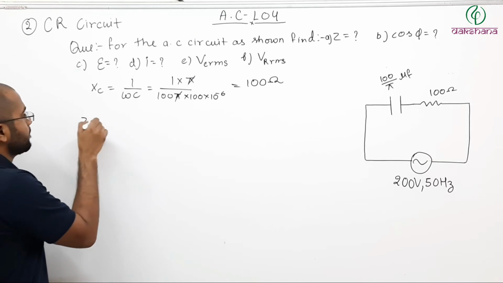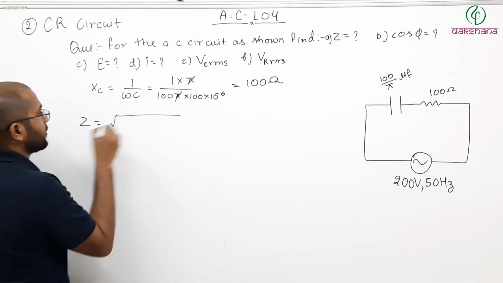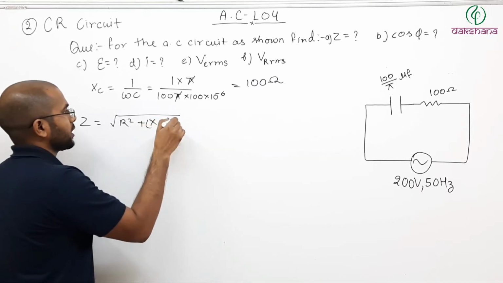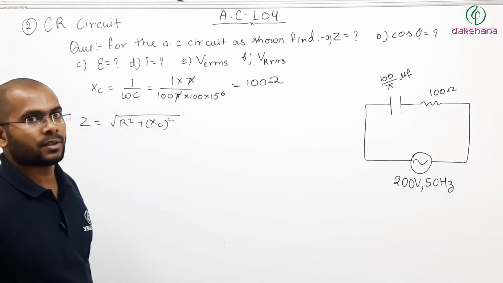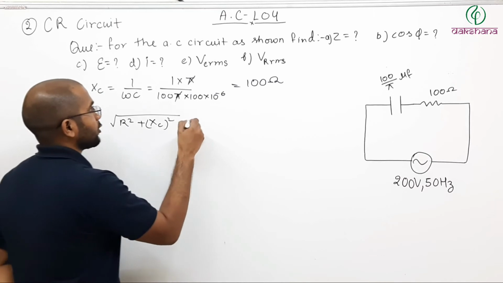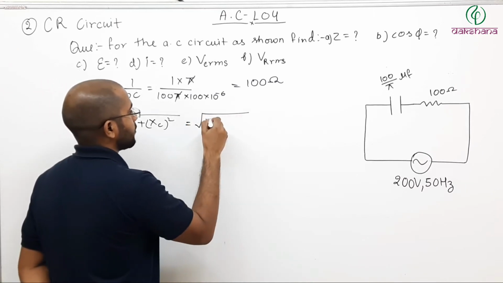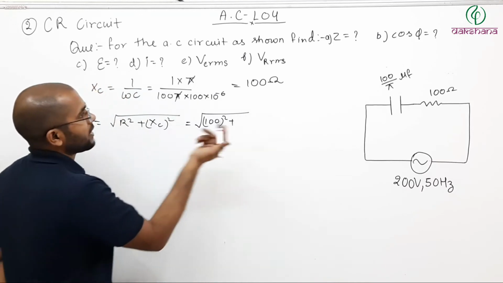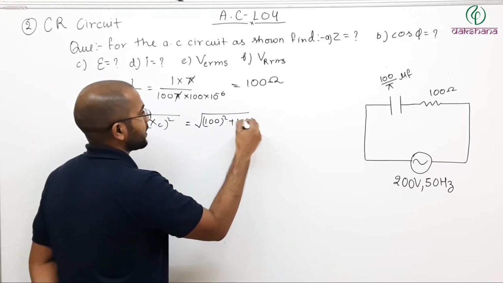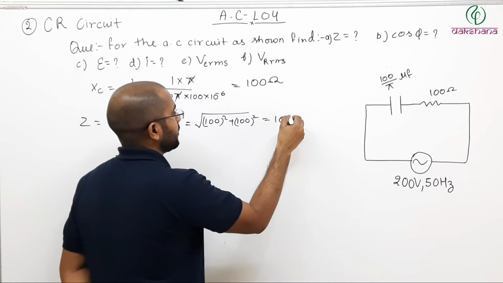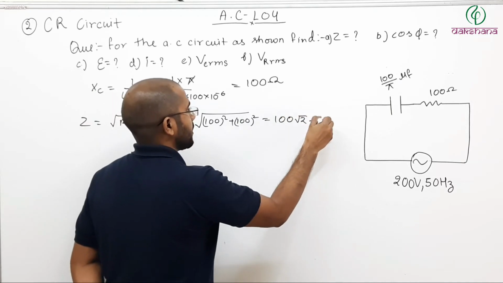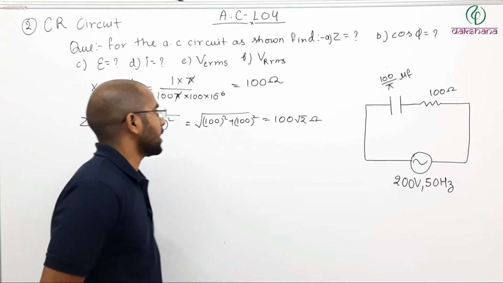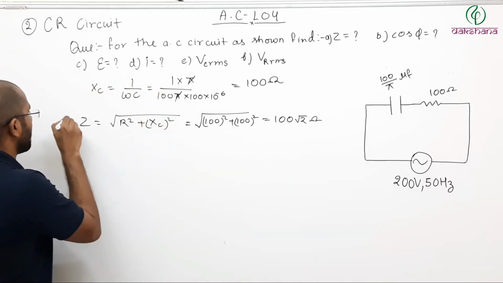Now what is Z? Z is nothing but the square root of R square plus XC square, because it is an RC circuit. There is no inductance. So that would be 100 square plus, R is also 100, so 100 square. That would be equal to 100 root 2 ohm. So the impedance or effective resistance of the circuit is 100 root 2 ohms. So that is your A.